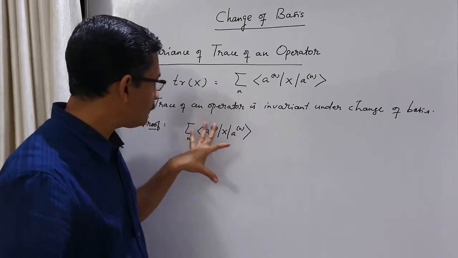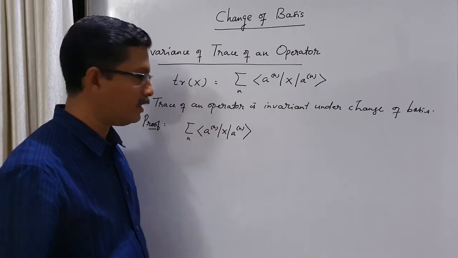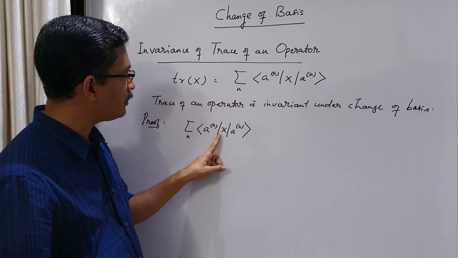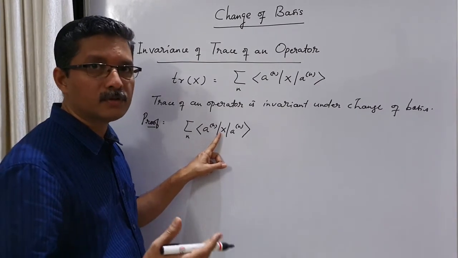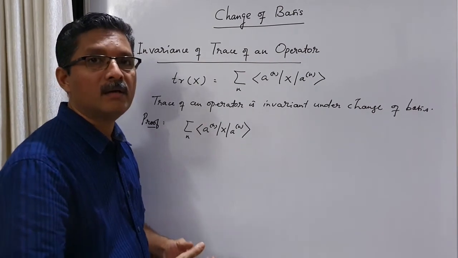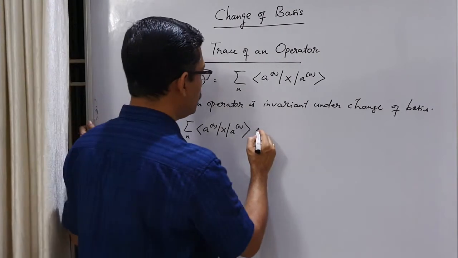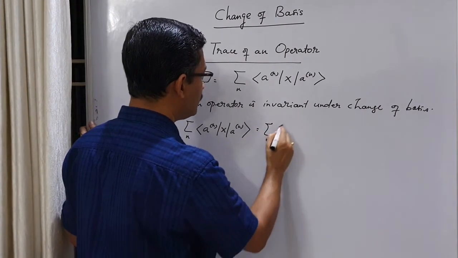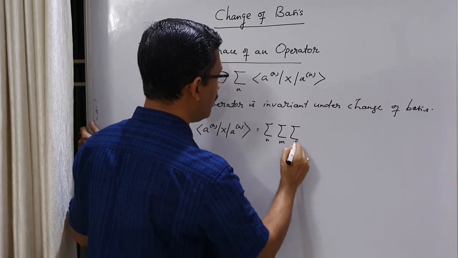Now let me express the same operator in terms of the new basis. So for that I will introduce identity on both sides. And for each identity, I am going to introduce the completeness condition of the new basis. Let us say the new basis is ket bk. So this is equal to sum over n, let us say sum over m, sum over some l.